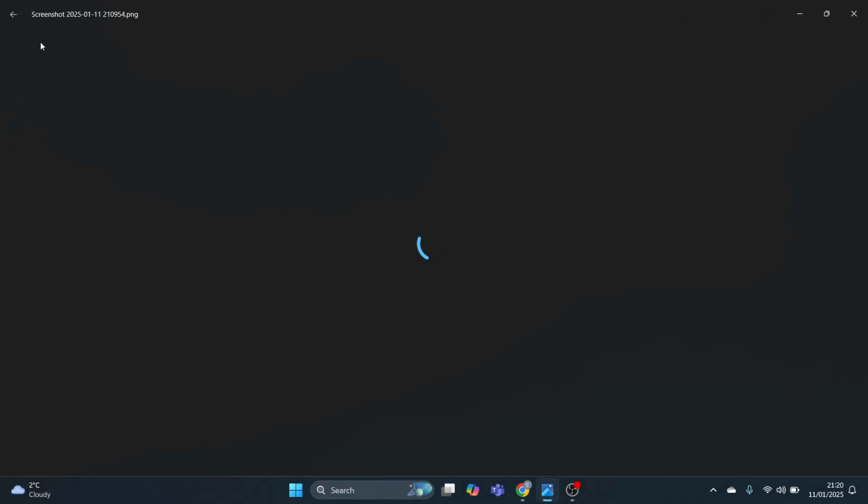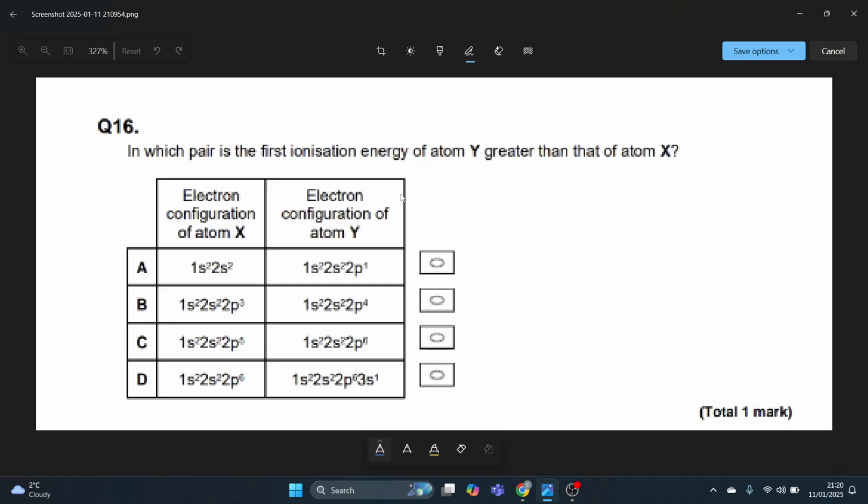Question 16. This one, in my opinion, is difficult. In which pair is the first ionization energy of atom Y greater than that of atom X? So I've got atom X, option A, 1s2, 2s2, and 1s2, 2s2, 2p1. Now, would that be greater than that of atom X? No, it's in a different orbital. It's going to have more shielding in a higher energy orbital, so it's not going to be A.